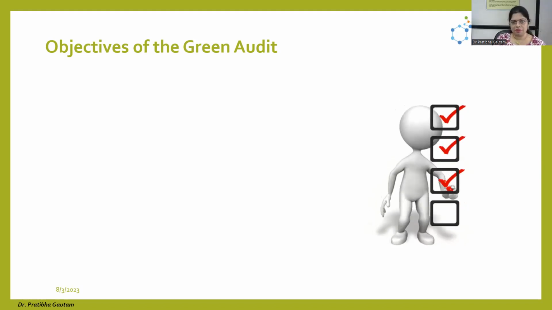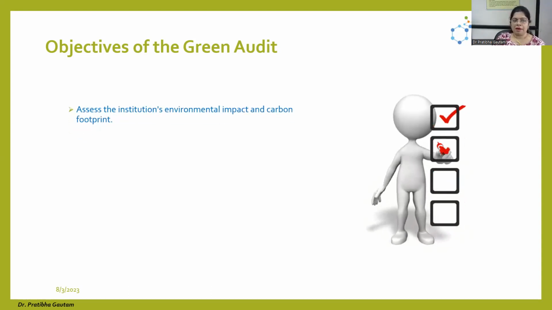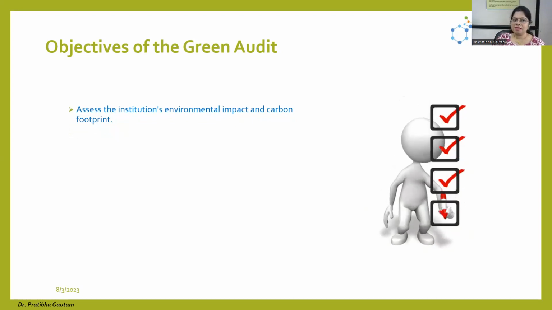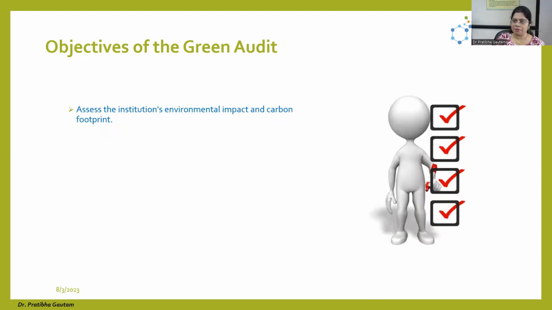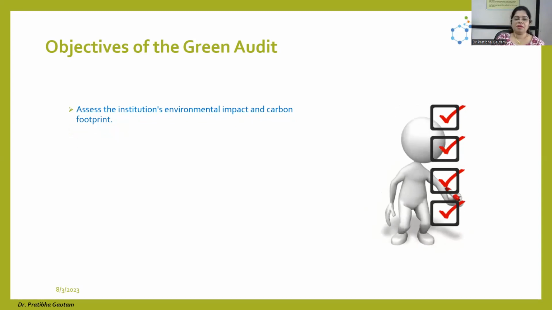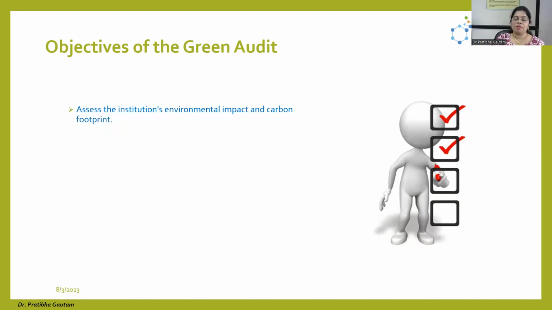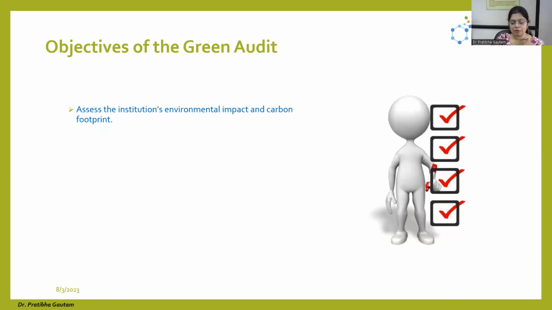So the overall objectives of the green audit: the first one is to assess the institution's environmental impact and carbon footprint. That means whatever activities the institute is involved in. It can be a single institute, or a university having multiple institutes, and it can have several types of activities.